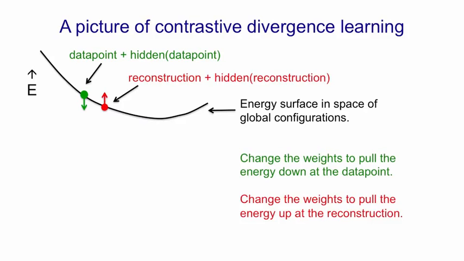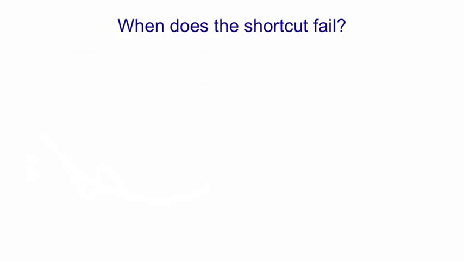We then change the weights to pull the energy down at the data point and to pull the energy up at the reconstruction. And the effect of that will be to make the surface look like this, and you'll notice we're beginning to construct an energy minimum at the data. You'll also notice that far away from the data, things have stayed pretty much as they were before. So this shortcut of only doing one full step to get the reconstruction fails for places that are far away from the data.